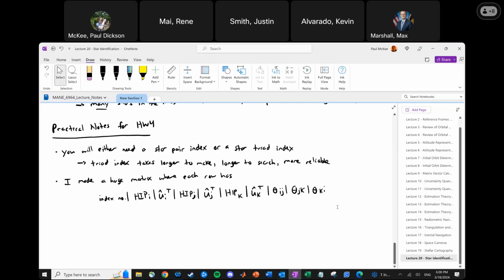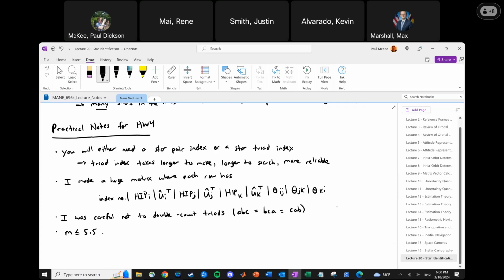That was my method. Again, you can do your own thing. I was also careful not to double count triads. You can think of it this way: triad A, B, C, and triad B, C, A, and triad C, A, B are all the same thing, right? If it's the same stars, you don't need three entries. That's one thing you can think about. And I used stars that are brighter than magnitude 5.5 and where the interstar angle is less than 20 degrees.